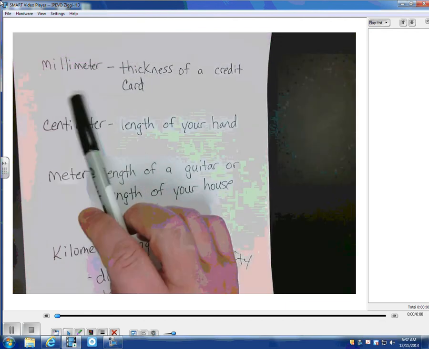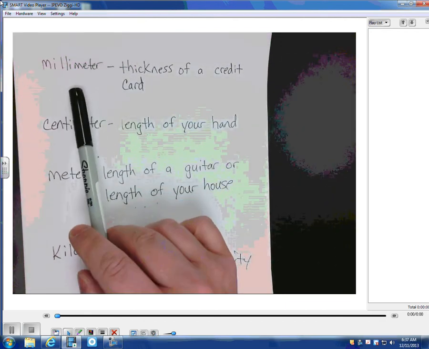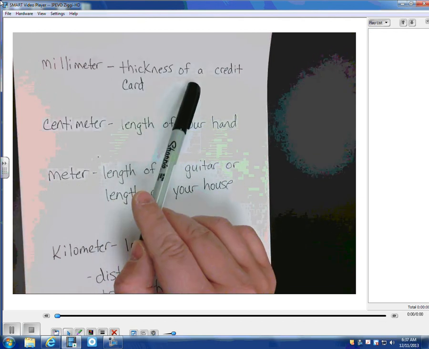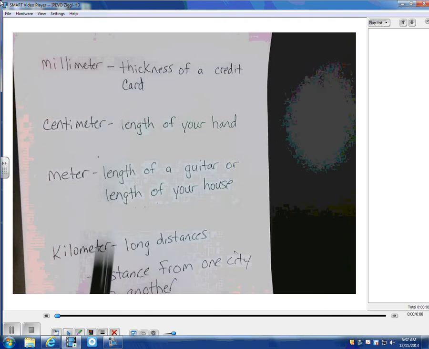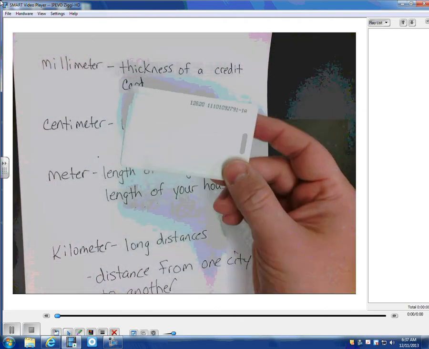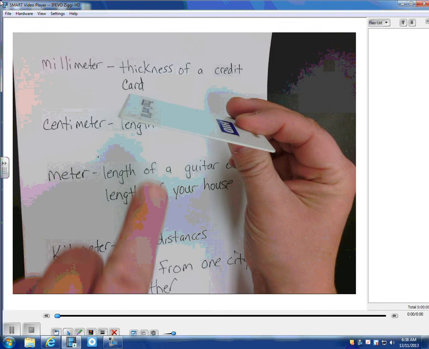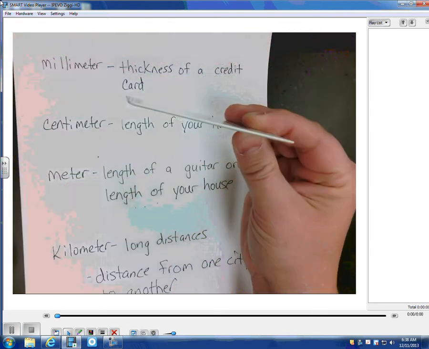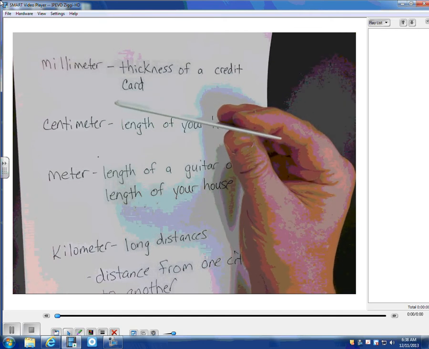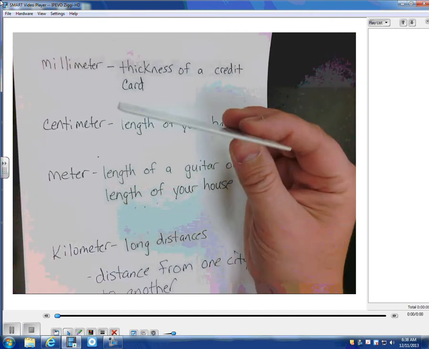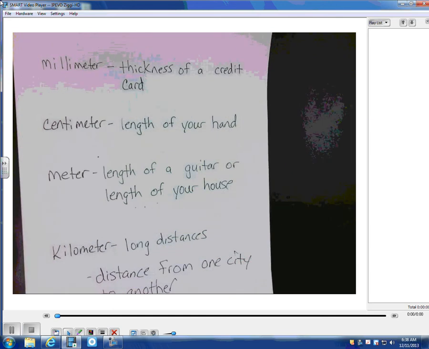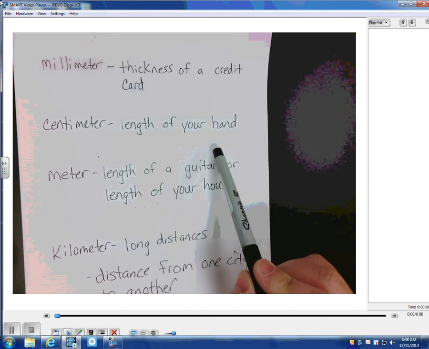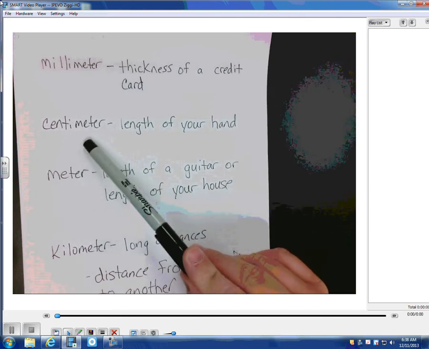So a millimeter, you would use that to measure, an example would be the thickness of a credit card. Okay, the thickness of a credit card. So a card something similar to this, you would measure the thickness of it. The thickness being right here. Okay, so you can see it's very, very small. So I would use a millimeter to measure the thickness of like a credit card. A centimeter, that would be like the length of your hand. If you wanted to measure the length of your hand, you would measure that in centimeters.